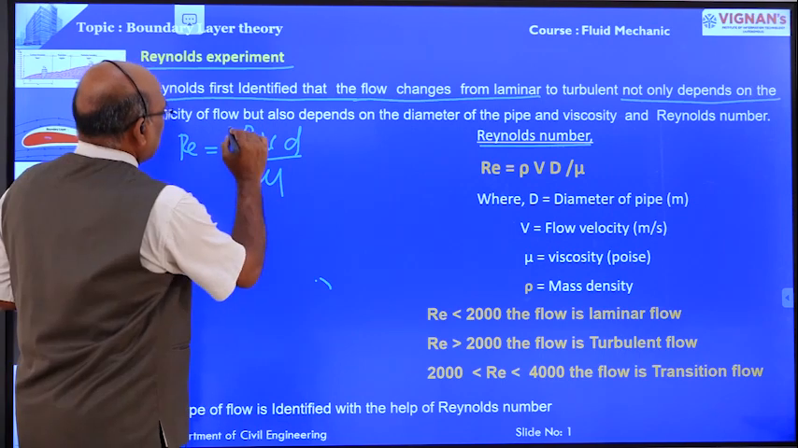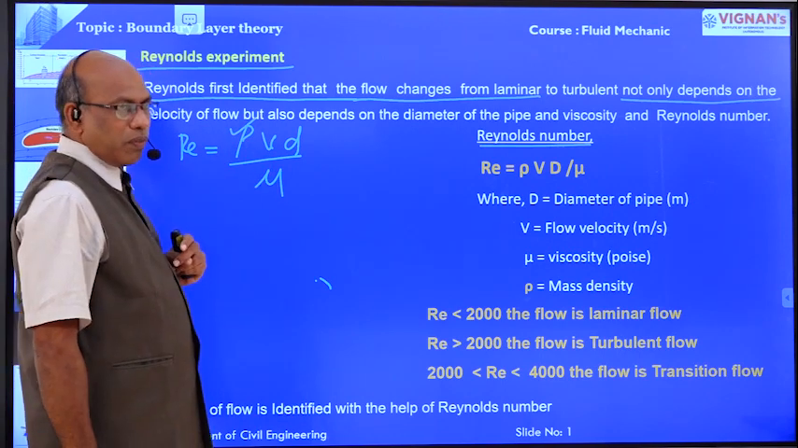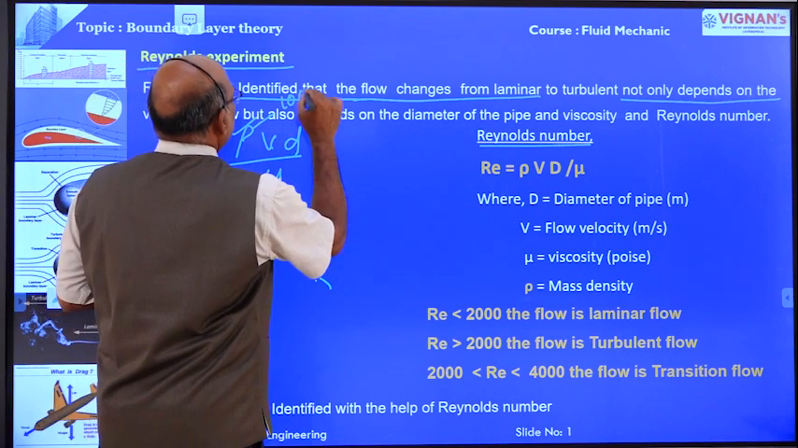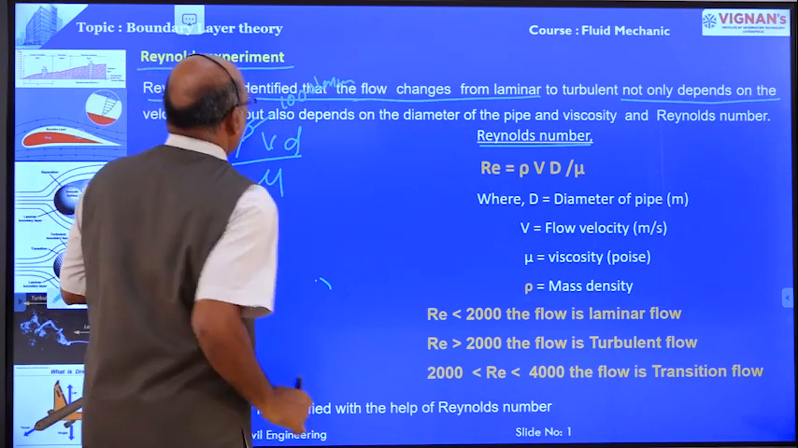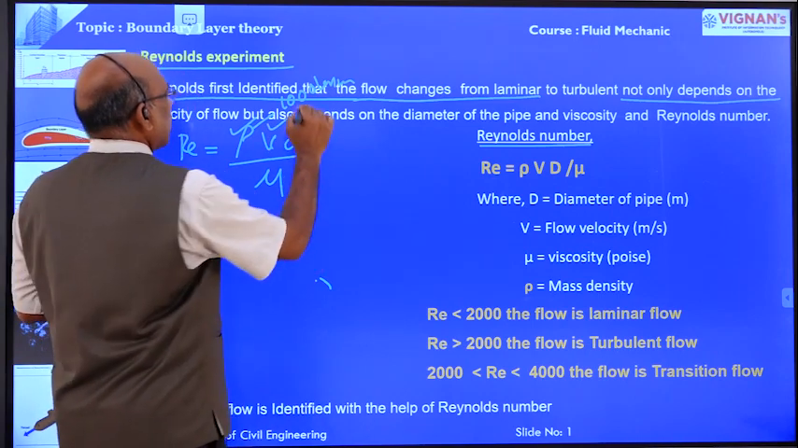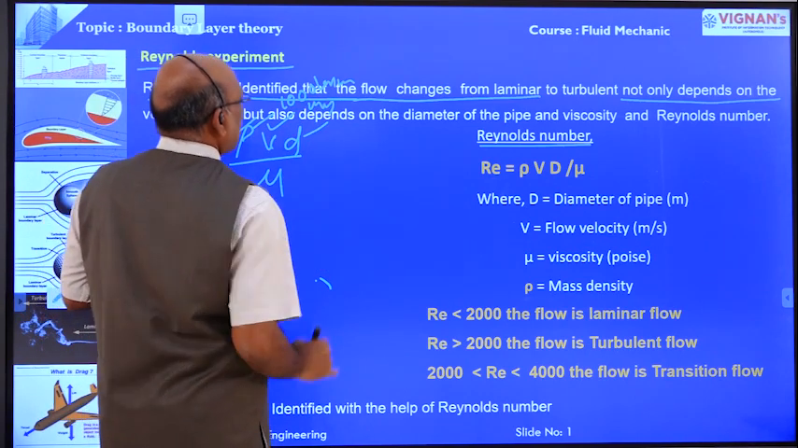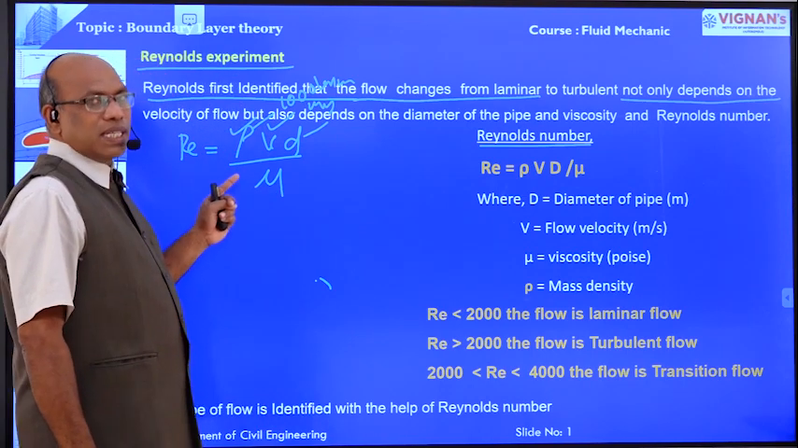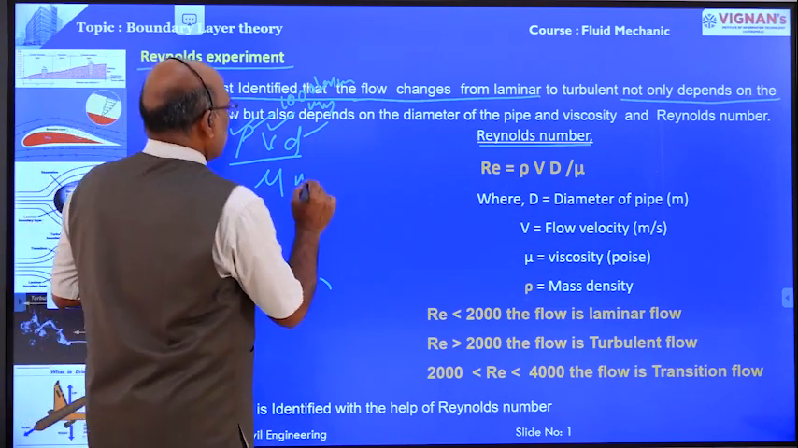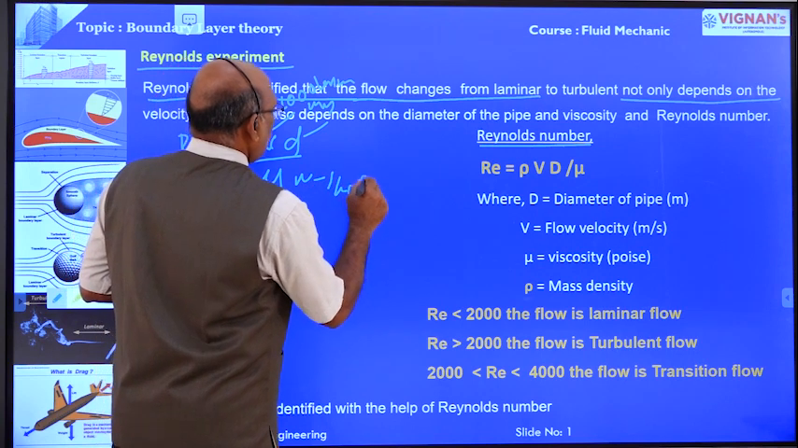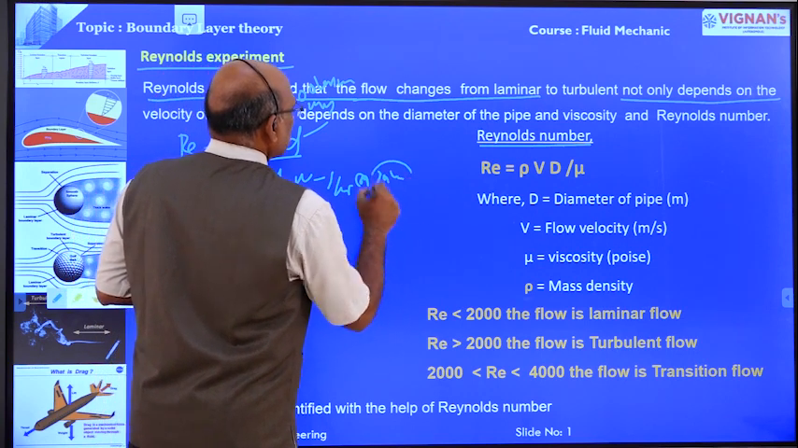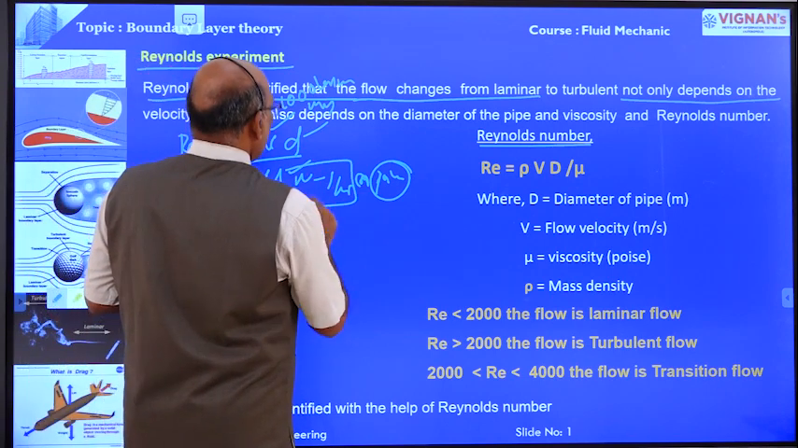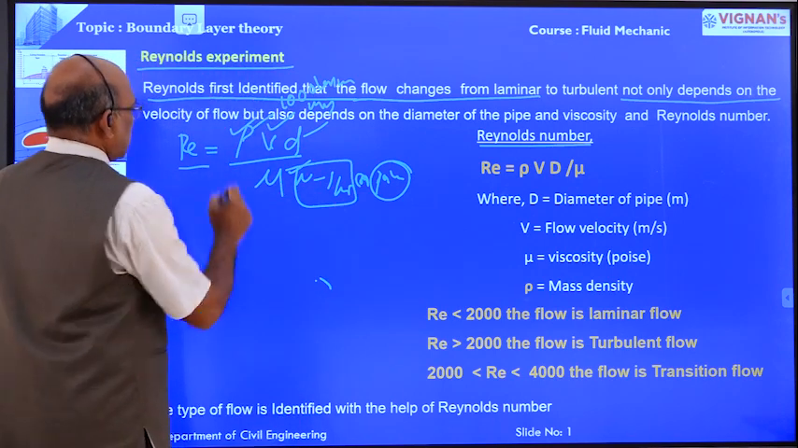Here, rho is the mass density of the flowing liquid. Suppose the flowing liquid is water, rho equals 1000 kg per meter cube. V is the velocity of flow in meter per second. D is the diameter of the pipeline, and mu is the viscosity. Viscosity units are Newton second per meter square or poise. Poise is the unit of viscosity in the CGS system, and in the SI system it is Newton second per meter square. This is the Reynolds number.